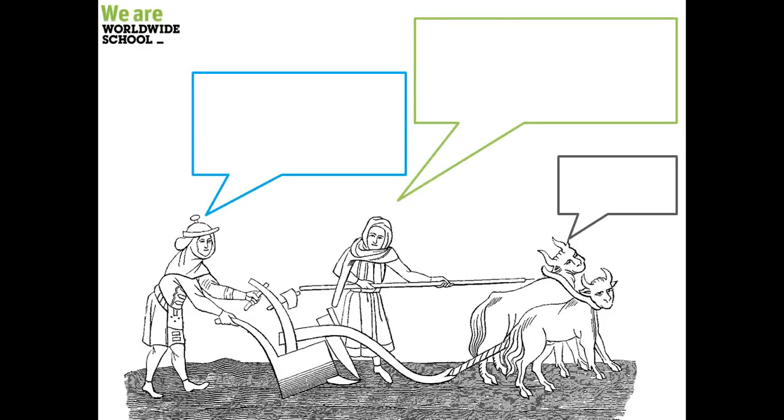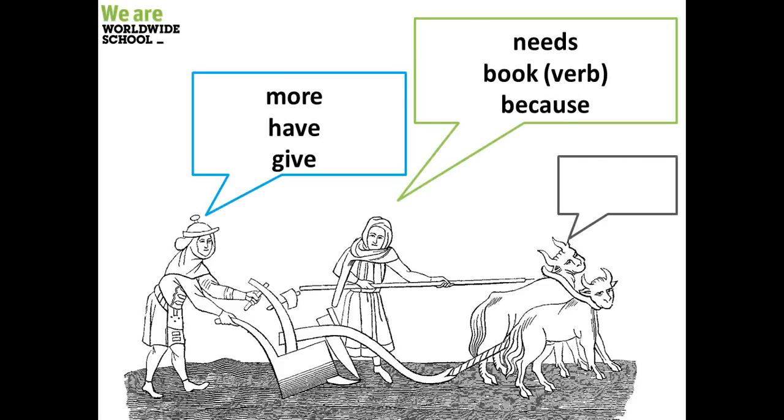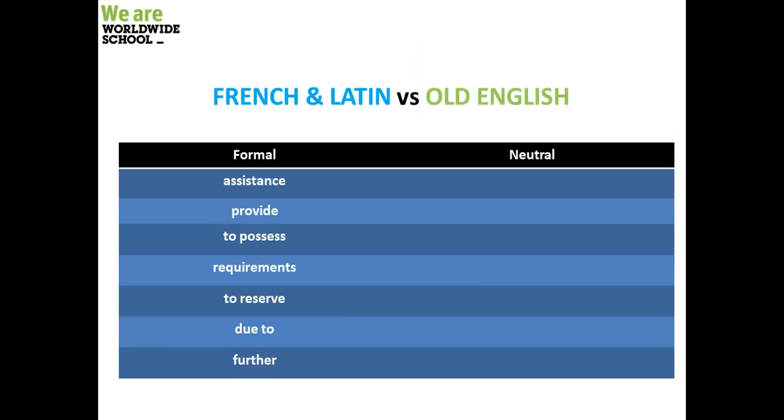So the poor people, like farmers, salespeople, they just used Old English vocabulary like more, have, give, needs, book, because, and help. So if you think about this in the context of current emails, the type of thing we do at our desk almost daily, you can see the influence of 1066 of William the Conqueror. Because if you want to write something formal, you write assistance.